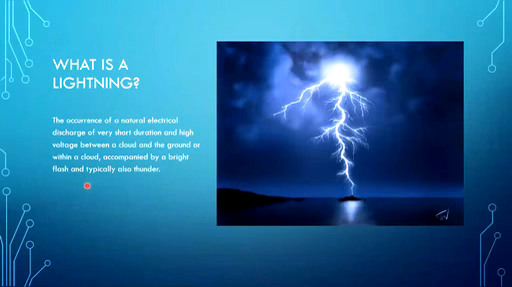So, what is actually a lightning? A lightning is the occurrence of a natural electrical discharge of a very short duration and a very high voltage between a cloud and the ground, and sometimes it is going to be between a cloud and space within a cloud. A lightning is also going to be accompanied by a bright flash that we're going to discuss later on, and is going to be also typically accompanied by the thunder.